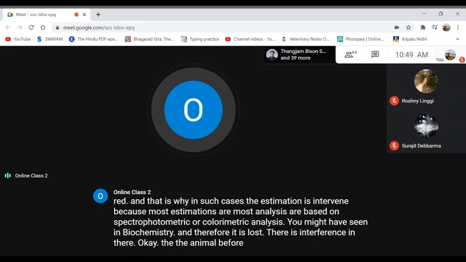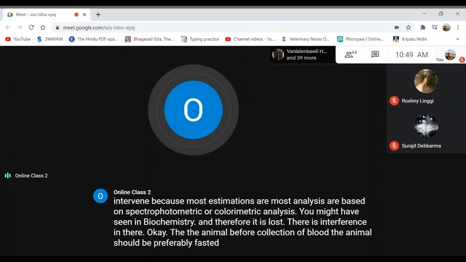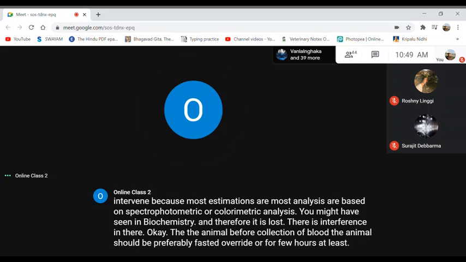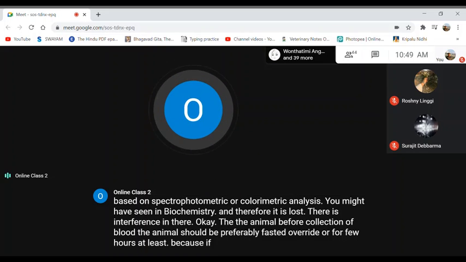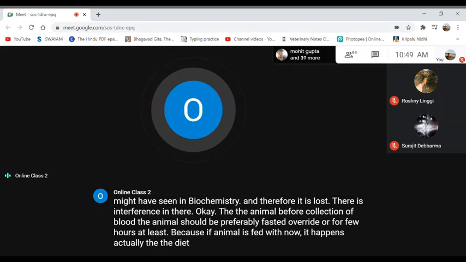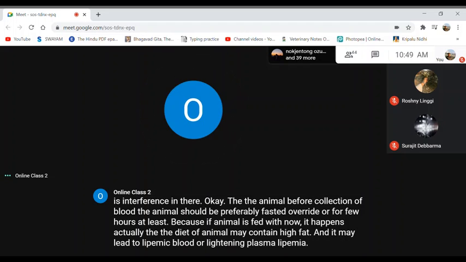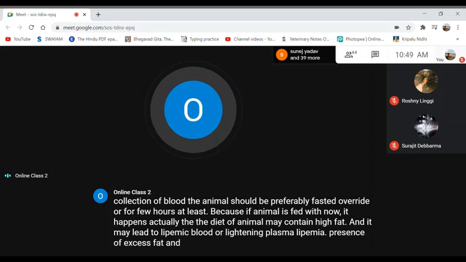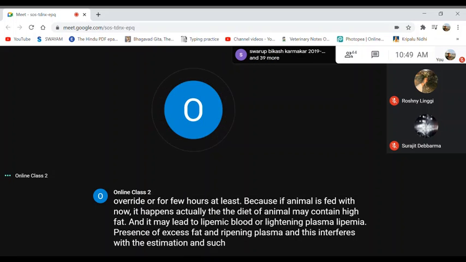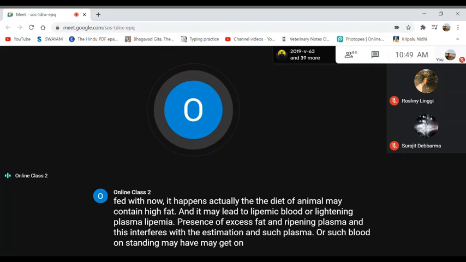Before collection of blood, the animal should preferably be fasted overnight, or for a few hours at least, because the diet of the animal may contain high fat, and it may lead to lipemic blood or lipemic plasma, lipemia, presence of excess fat. Lipemic plasma interferes with the estimation. And such plasma or blood on standing may form a cream layer on the surface.